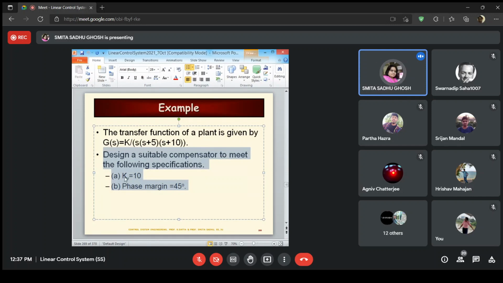specification. So the Kv, that is the velocity error constant value, is specified, as well as the phase margin. You would recollect that in the previous class, when I was telling you the methods which could be used for compensator design, I had specified that often we would find that the gain is not really given, but it's indirectly given in terms of the error constants. So here is a problem where that is what we see.